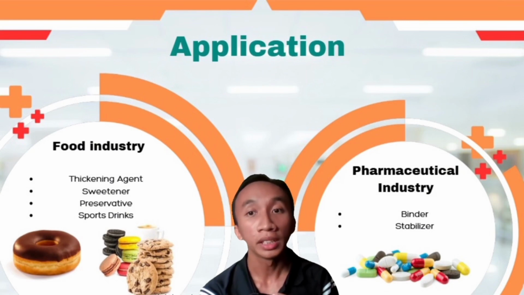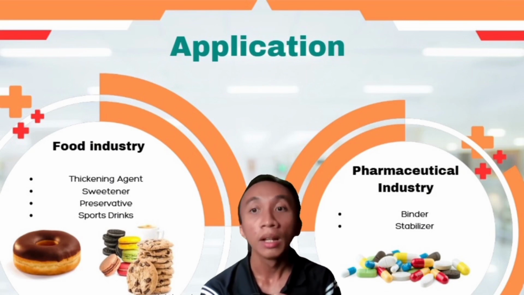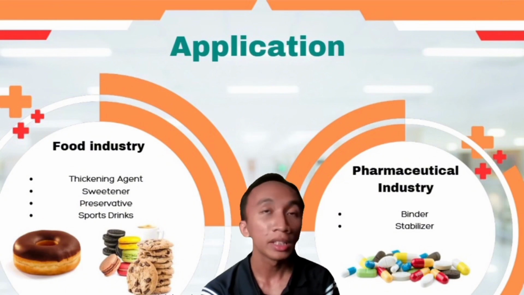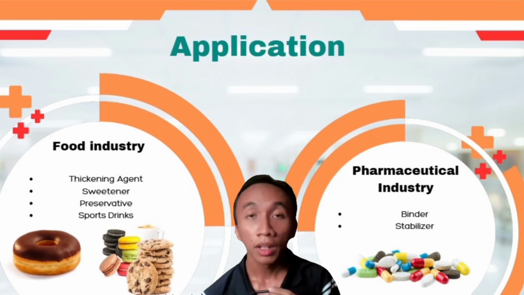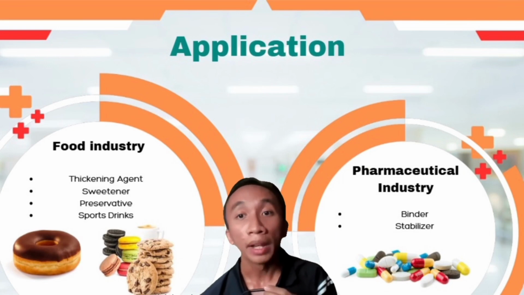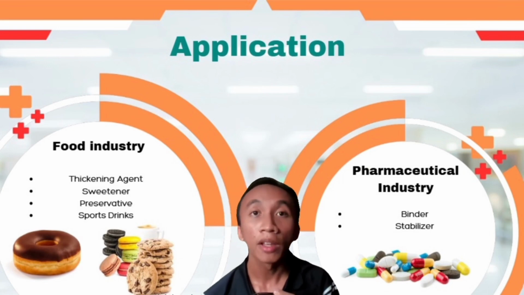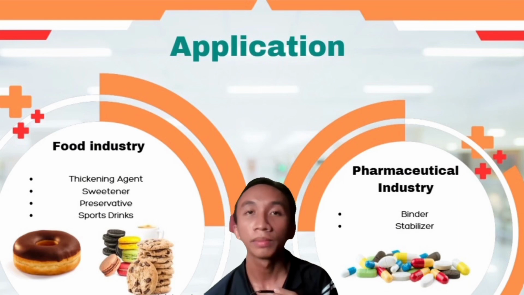Maltodextrin is also used as a sweetener. Though it's not as sweet as sugar, maltodextrin is used in combination with sweeteners in snacks, candies, and drinks. Maltodextrin also acts as a preservative. By binding water, it extends the shelf life and prevents microbial growth in foods.